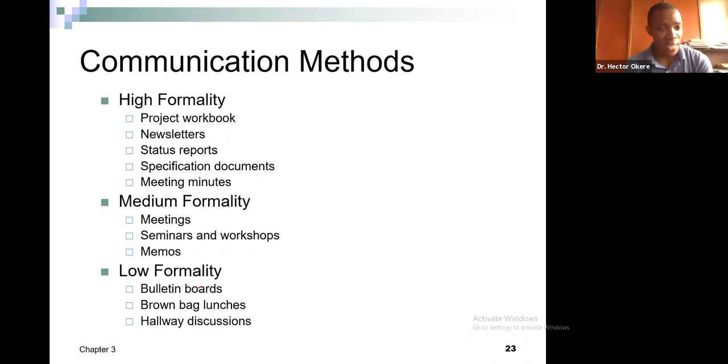And for medium formality, you can just have simple meetings, seminars, workshops, or memos. And for low formality, you can just have bulletin boards, brown bag lunches. Brown bag lunches is like when you're on your way to lunch, or on your way back from lunch, you can discuss the project. Same with hallway discussion. "How is the project?" "Oh, project is fine. I have a problem with this." "Okay, do this, do that." You see, just simple communication, discussed informally.